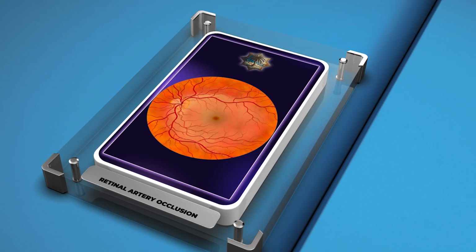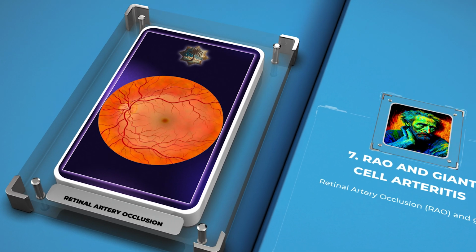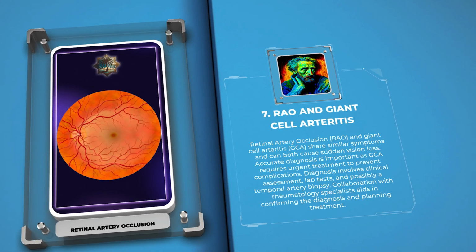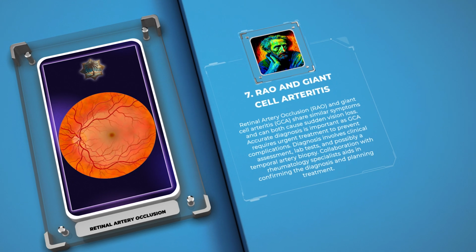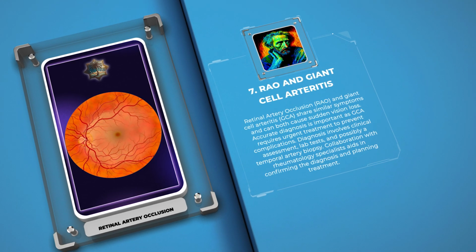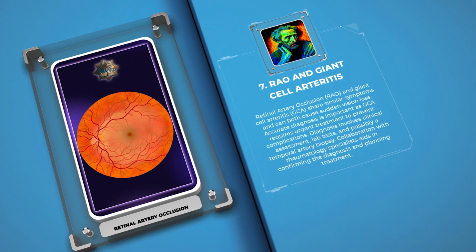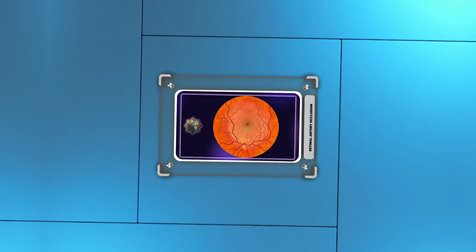Retinal artery occlusion, RAO, and giant cell arteritis, GCA, share similar symptoms and can both cause sudden vision loss. Accurate diagnosis is important as GCA requires urgent treatment to prevent complications. Diagnosis involves clinical assessment, lab tests, and possibly a temporal artery biopsy. Collaboration with rheumatology specialists aids in confirming the diagnosis and planning treatment.